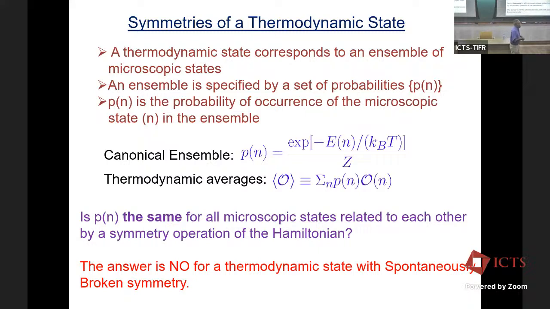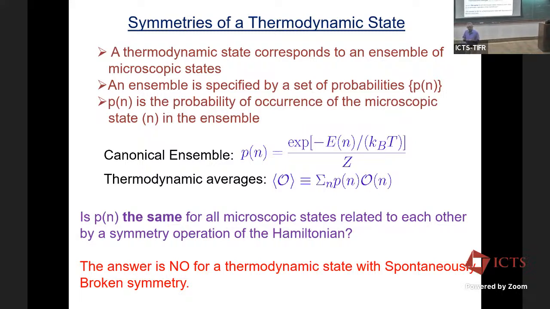And the symmetry of the thermodynamic state: if you want to examine that, you have to find out whether all states which are related to each other by symmetry... Related to each other by symmetry basically means if the Hamiltonian has the same symmetry, all these states will have the same energy. So this would seem to indicate that all of those states will occur with the same probability in the ensemble. But in reality, what happens is that when the system undergoes a phase transition, all the symmetry-related states do not occur with the same probability.